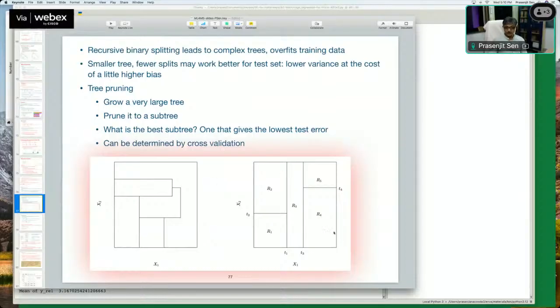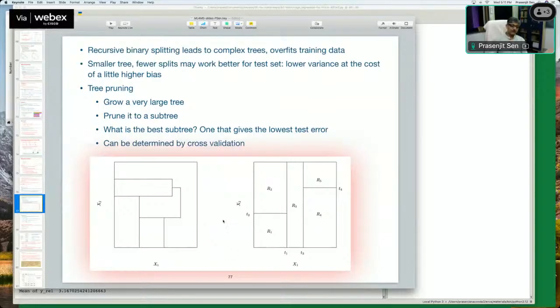This figure you can obtain by doing recursive binary splitting. Suppose the first split was this, then the second split was this, then a third split was this. They have probably given a different sequence, it doesn't matter. So the first split is this, the second split is this, the third split is again along the x1 axis, and the fourth split is along the x2 axis. So eventually you get something like this.